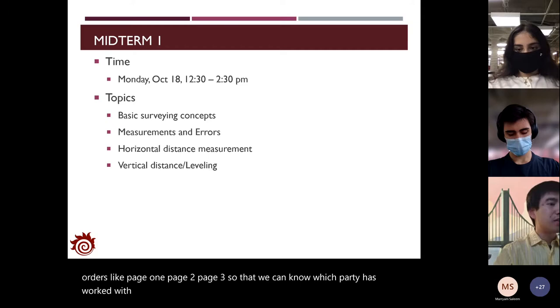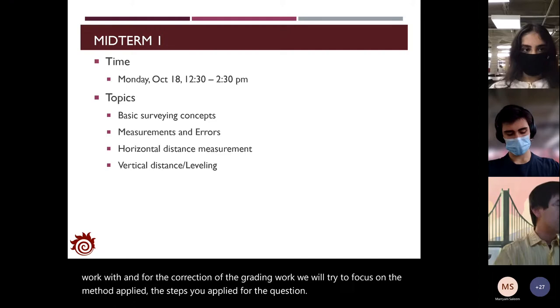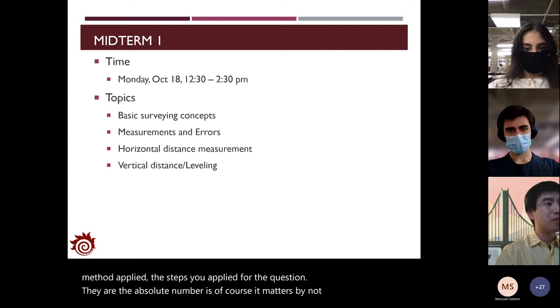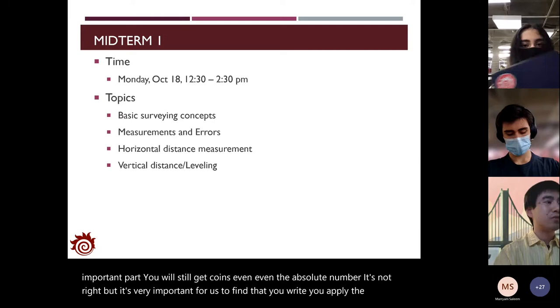And for the grading work, we will try to focus on the method you applied, the steps you applied for the question. The absolute number, of course it matters, but it's not the most important part. You will still get points even if the absolute number is not right. It's very important for us to see that you apply the right method, the right steps to solve the question.